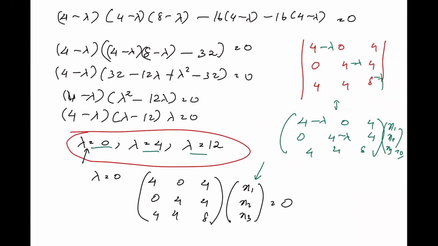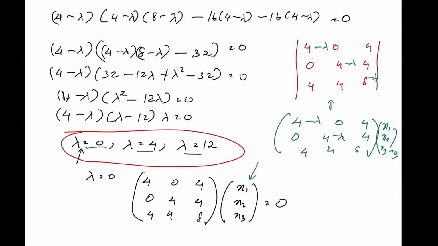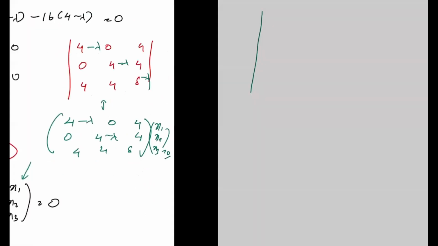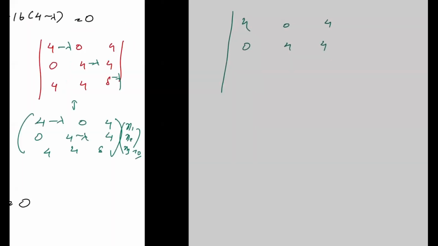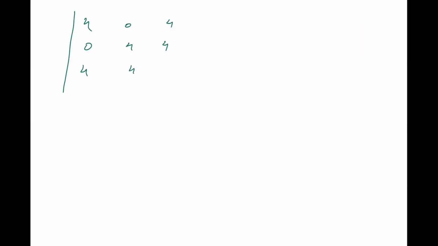Okay. I perform a Gaussian elimination on this system of equations, because lambda equals 0 means you have nothing to subtract from these diagonal values. So I will perform Gaussian elimination. I can write this as 4, 0, 4, 0, 4, 4, and 4, 4, 8, and my right hand side is 0. Then what I can do is divide my row 1 by 4.